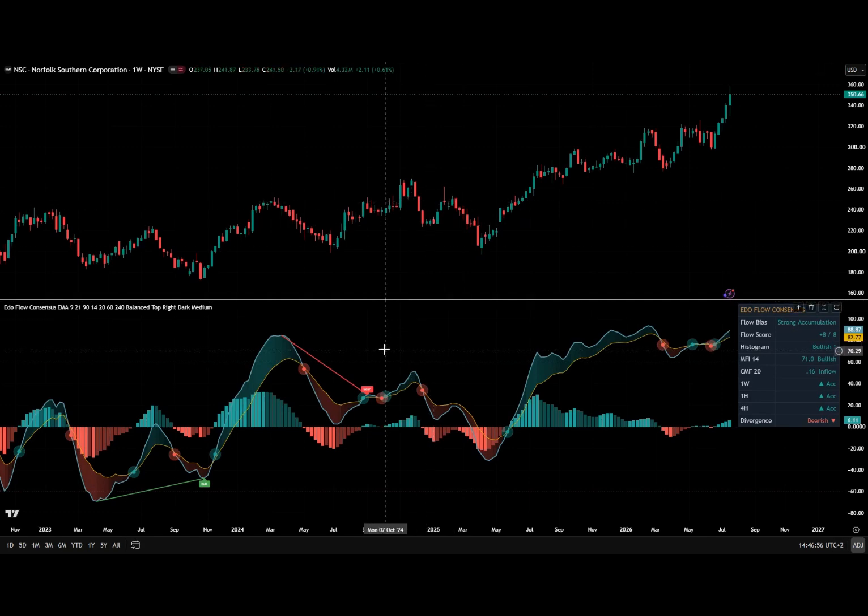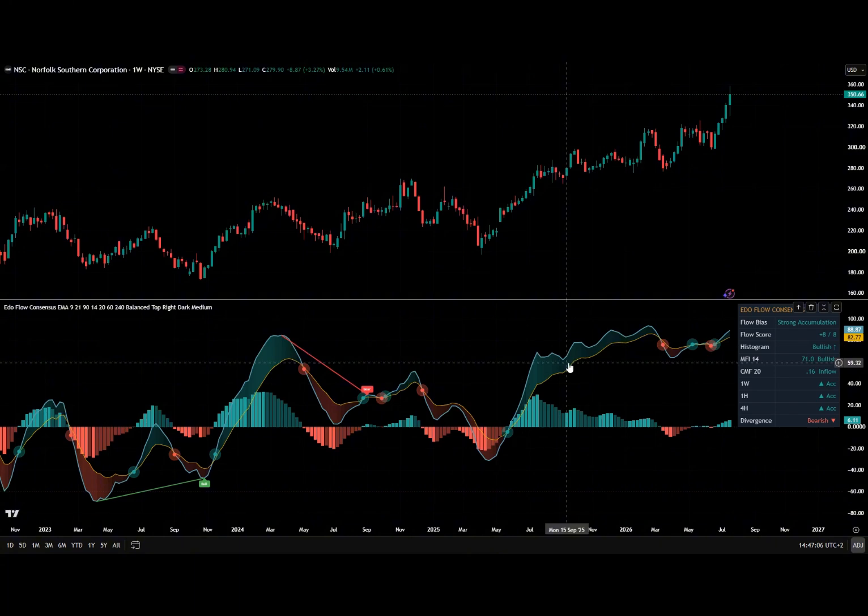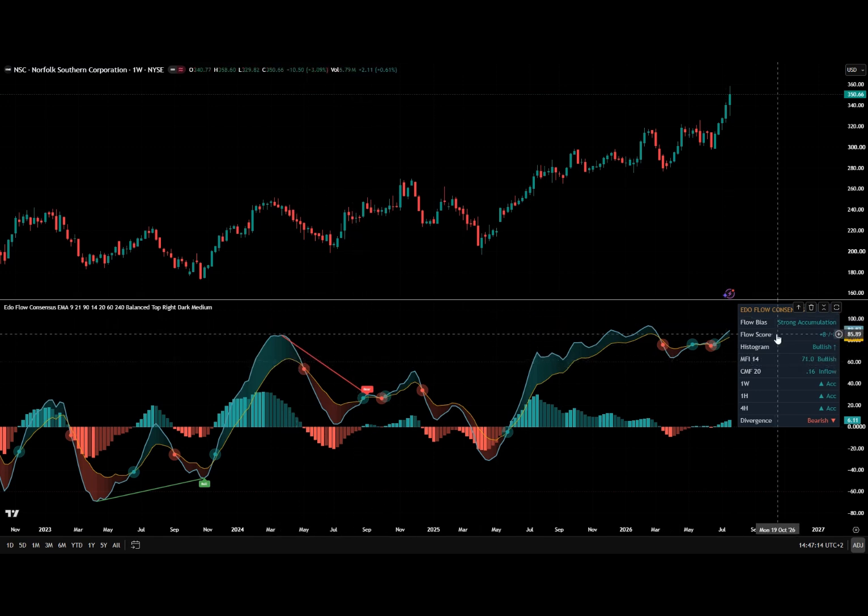When the two lines cross, the indicator marks it with a circle. Those circles are the events the whole thing is built around, the moment the two flow measures change their relative order. Green when the fast one takes the lead, red when it loses it. A cross with both measures already pointing the same way is worth much more than one against the other.